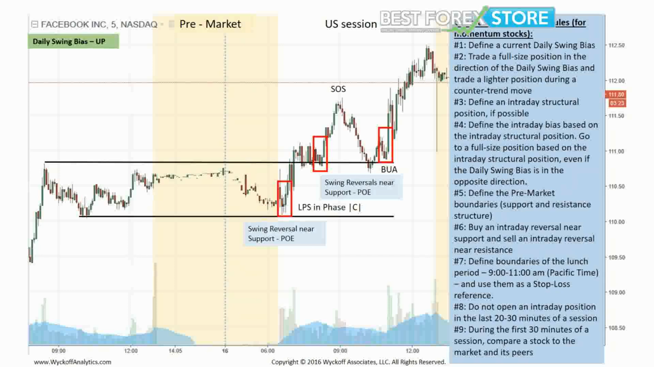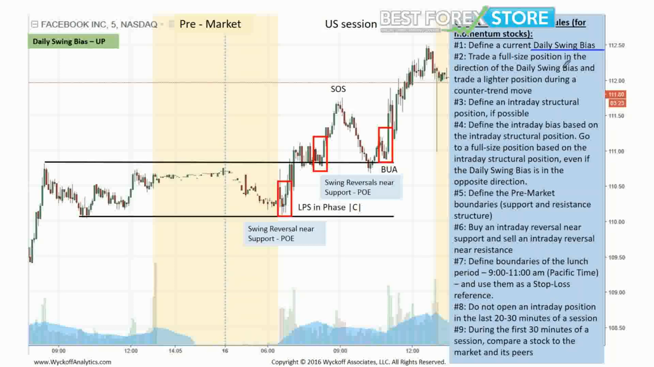Now let's go through some of the rules. Okay. First, define the daily swing bias. You want to know on any given day before you put on the intraday position, what is the higher time frame bias? And I'm putting here a daily swing bias, but you can also, let's say if you're trading Forex, you might say, okay, what is the bias on like 4-hour charts? And that also would be relevant if you're looking to trade, let's say 5 minutes, 10 minutes, 15, 30 minutes.